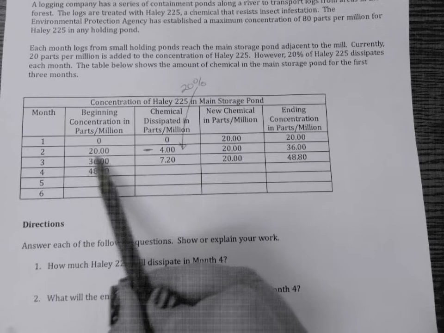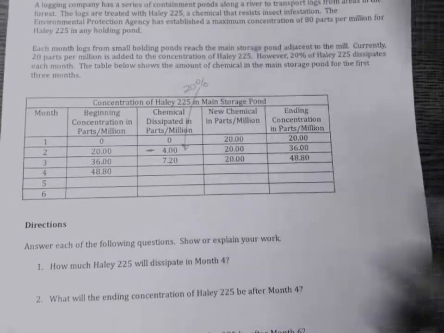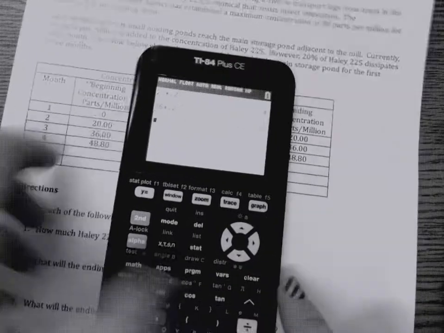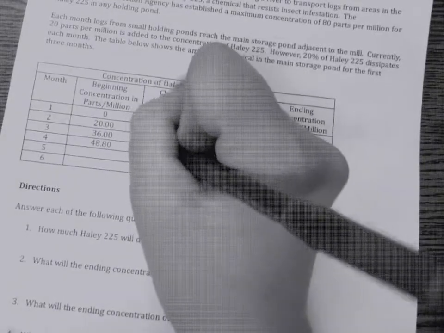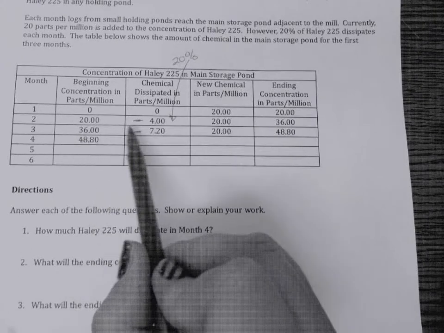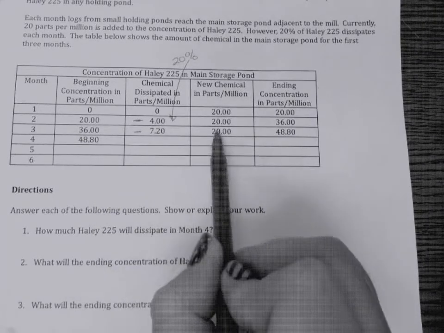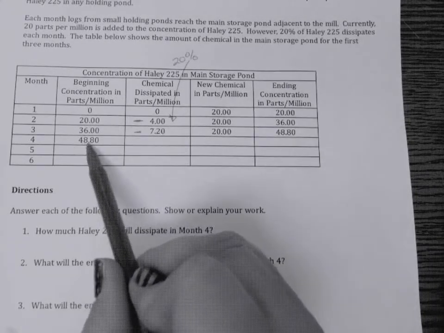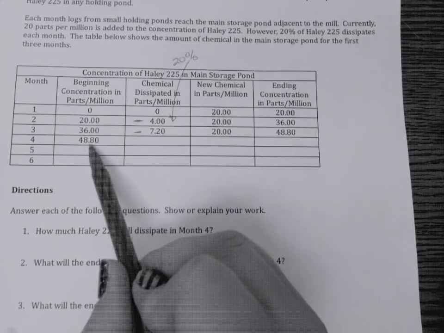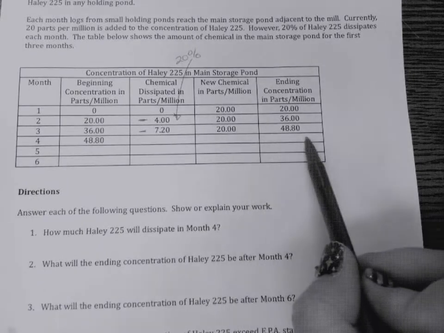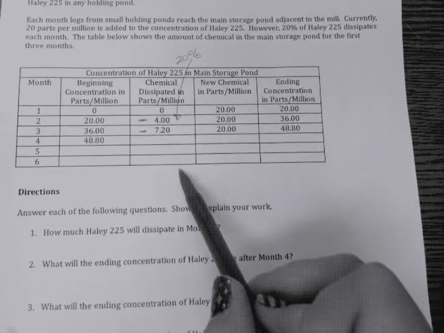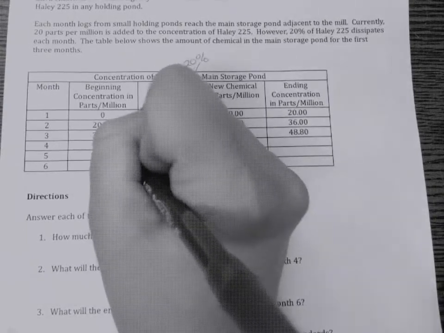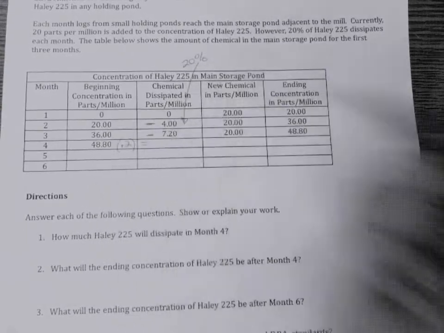Then this number gets multiplied by 20% again. So 36 times 0.2 is that 7.2 number. So I'm going to take my starting value of 36, subtract the 7.2, add 20, and now I'm at 48.8. So I'm copying the 48.8 down here. So let's do row 4 together, and then I'm going to pause for a minute and have you do rows 5 and 6. So I'm going to take the 48.8 and multiply by 0.2 to get this number.